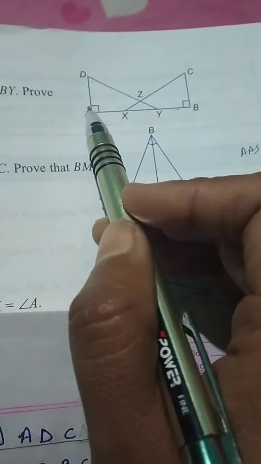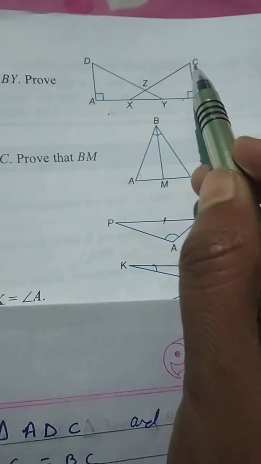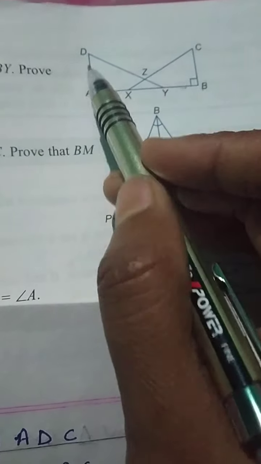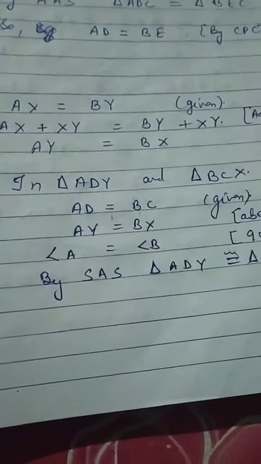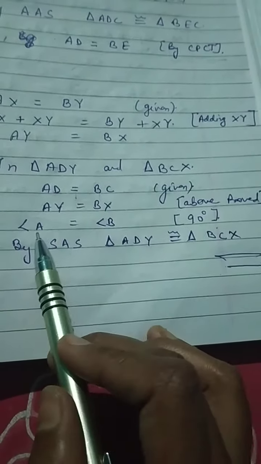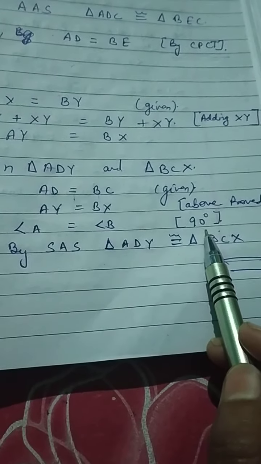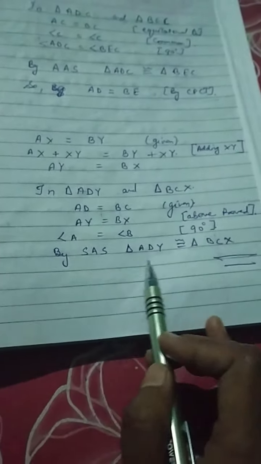And one of the angles is 90 degrees. And AD equals BC. It is given in the question. So by side, angle, side, these two triangles are congruent. You can see this side is given. This we have proved above. And angle A equals angle B. Both are 90 degrees. So by side, angle, side, these two triangles are congruent.